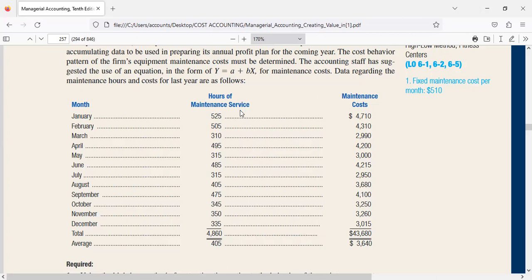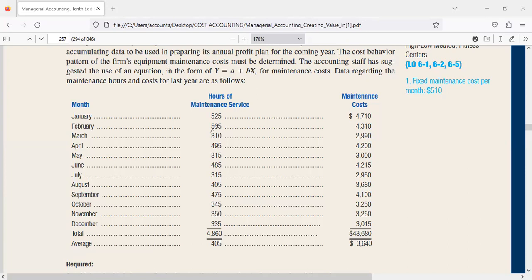When using the high-low method, of course, we take into account the highest activity level and the lowest level of activity and compare the total cost at each level. So let's try to see if we can come up with the highest level of activity, then what is our lowest level of activity, and then the costs at each level. So hours of maintenance service, what is our highest level of activity, or highest hours of maintenance service?